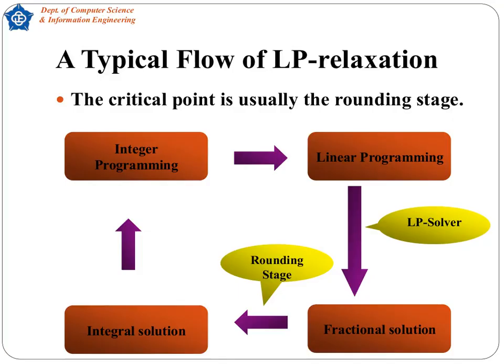First, we take our original integer programming model and simply drop the integrality constraints to form a classic linear program. Next, an LP solver quickly produces an optimal fractional solution. Then comes the crucial rounding stage, where we convert those fractional values into a valid integer solution. Finally, that integral output serves as our approximate answer, or can even be fed into further algorithms for refinement. Because the quality of our approximation hinges on how well we round, this step is usually the most critical.